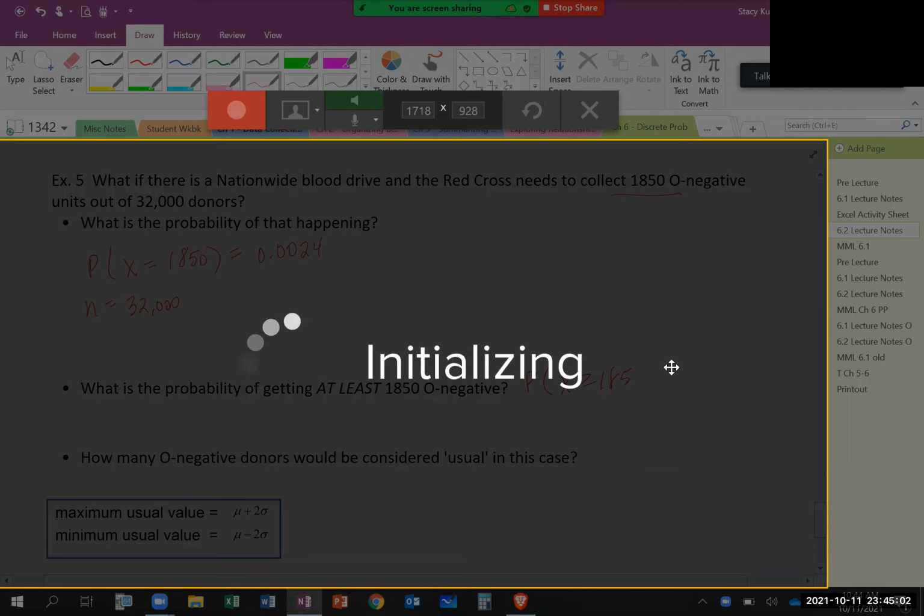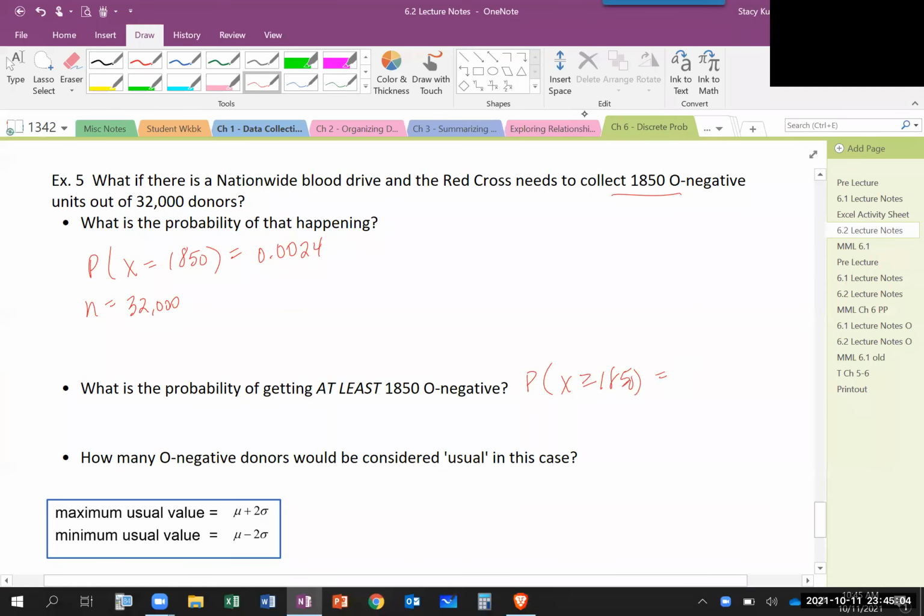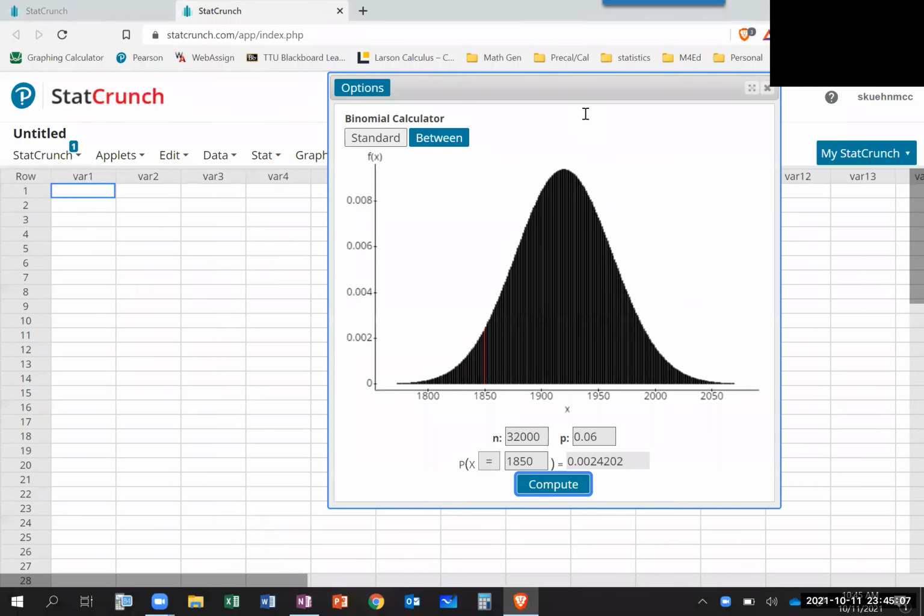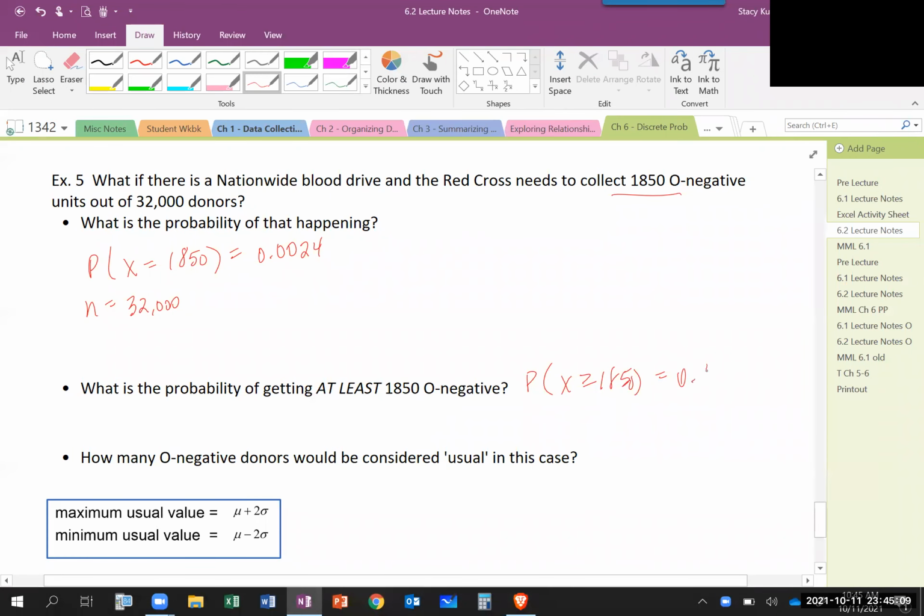Well, that messes it. What'd you say it was? 0.95. So what is the likelihood then of getting at least 1850? 95%? So we would expect that if 6% of all people are universal donors, then I would expect to get about 1,850 or more out of a sampling of 32,000 people.